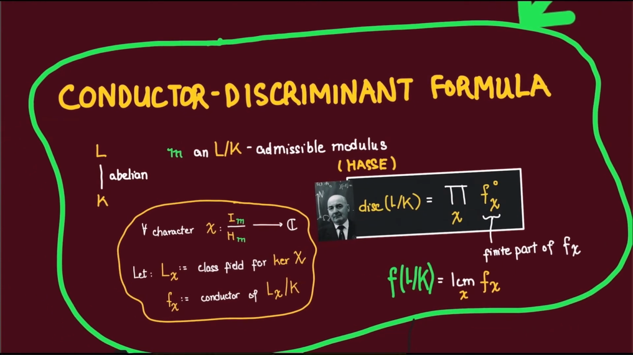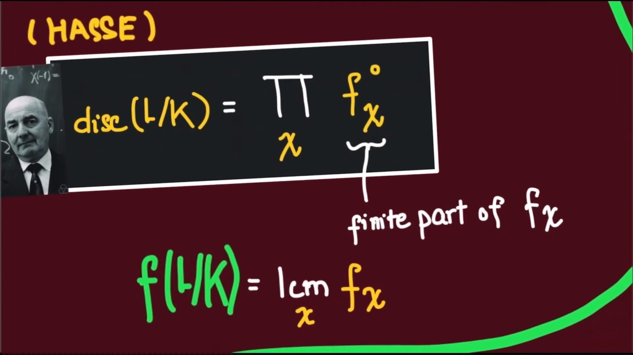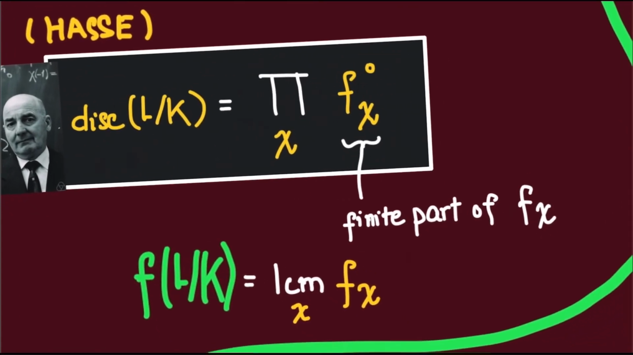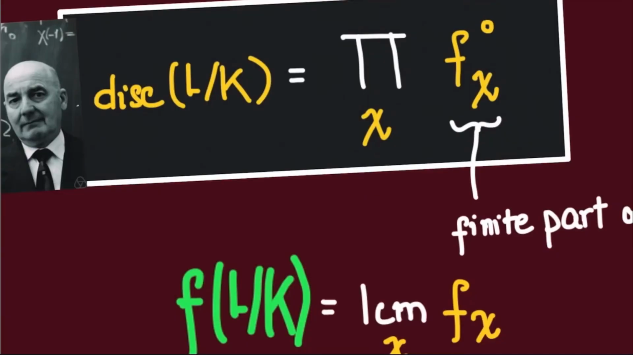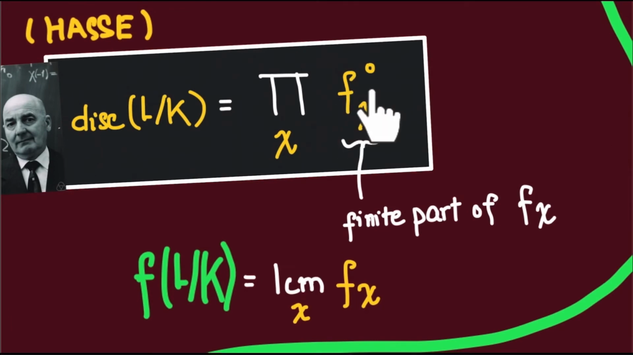Now, the fact that the conductor captures ramification suggests that there must be some relationship between the conductor and the discriminant. And indeed, for a finite abelian extension of a number field K, we'll see that the discriminant and the conductor of L over K are going to have the same prime factors. This is because they are both going to be products of these conductors of characters. So let us define what these conductors are.